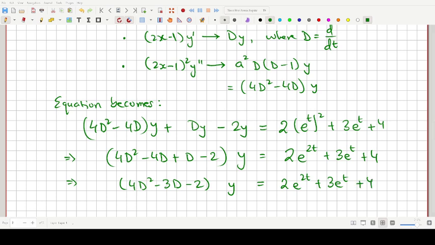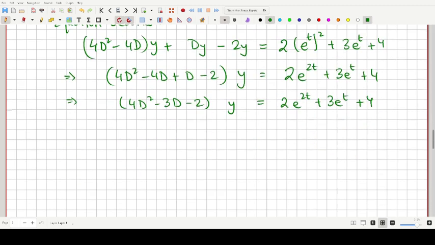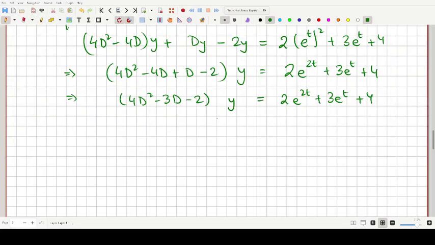Okay, now what we do here is as follows. In order to solve this equation, we'll first find out the complementary function, and then we'll find out the particular integral. To find the complementary function, we write down the auxiliary equation: 4D squared minus 3D minus 2 is equal to 0.